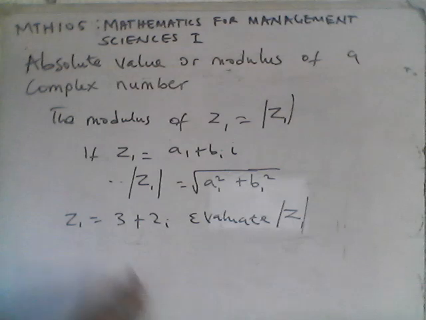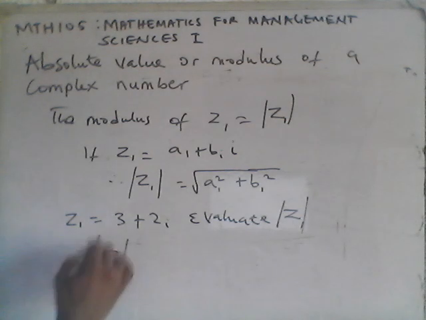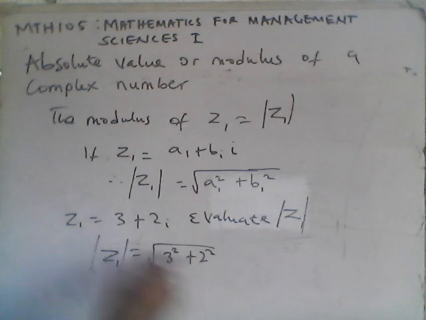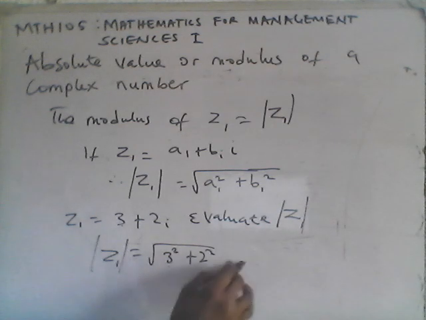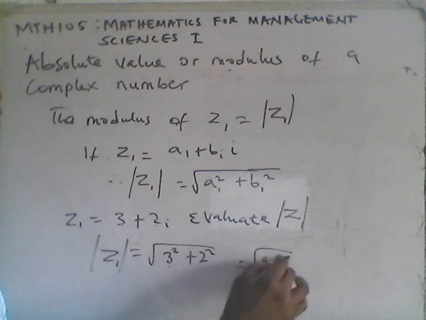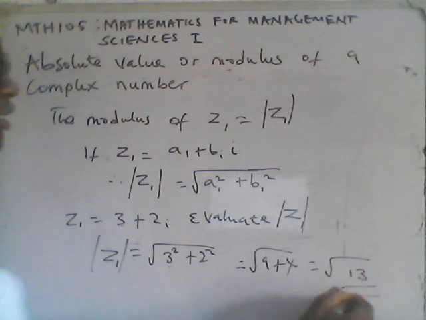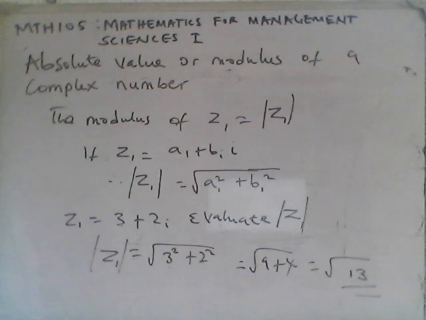Just simply put, the modulus of z1 is equal to the square root of 3 square plus 2 square. This is 3, this is 2. So 3 square is 9, 2 square is 4, which is equal to the square root of 13. This is the answer. If you can evaluate 13, you will get a number. So that's the answer. Before we go, we'll look at working distance in complex numbers.